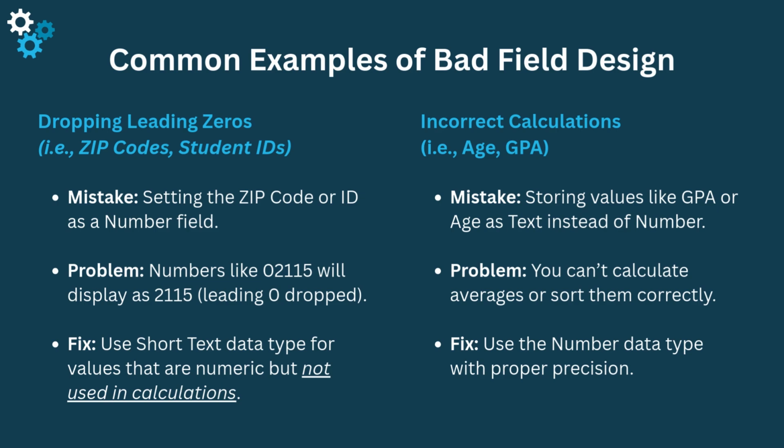Another example is incorrect calculations. If you store the GPA or someone's age as text instead of number, you can't calculate anything about those numbers or sort them properly. Always make sure that you use the correct data type to ensure that you have accurate precision.